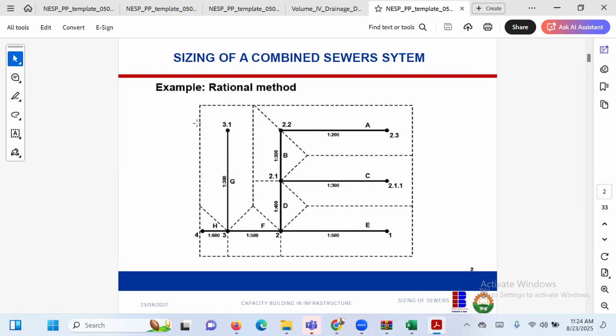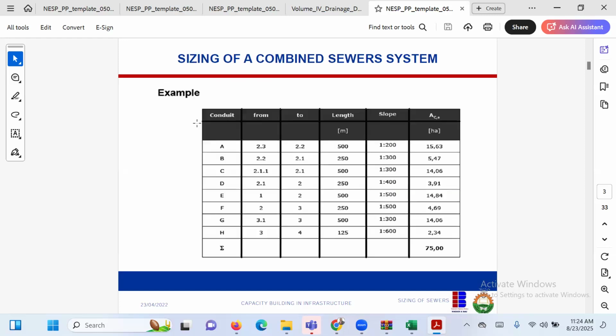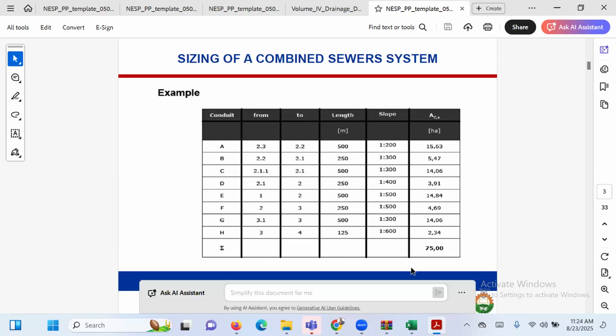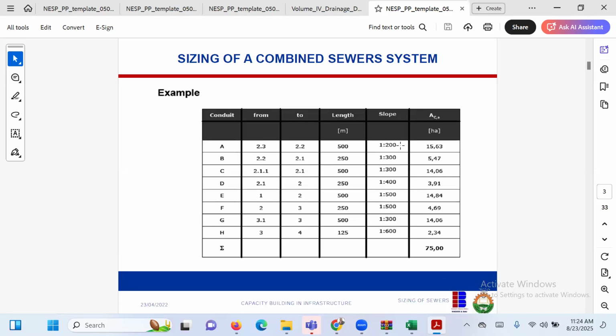Sometimes it can go as high as 600. That's why you now start using concrete pipe. Very, very important. Then this is the slope of each catchment. 1 in 200. 1 in 200 simply means 1 over 200. So that will be 0.0005, whatever. Okay, so these are the slope.